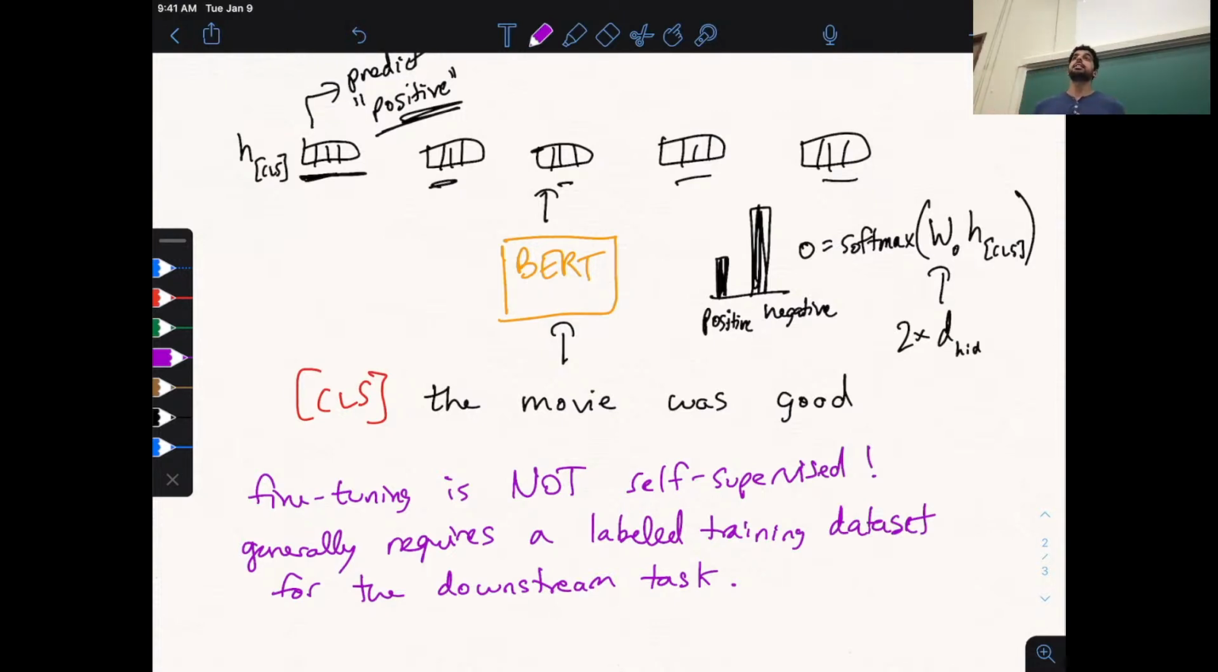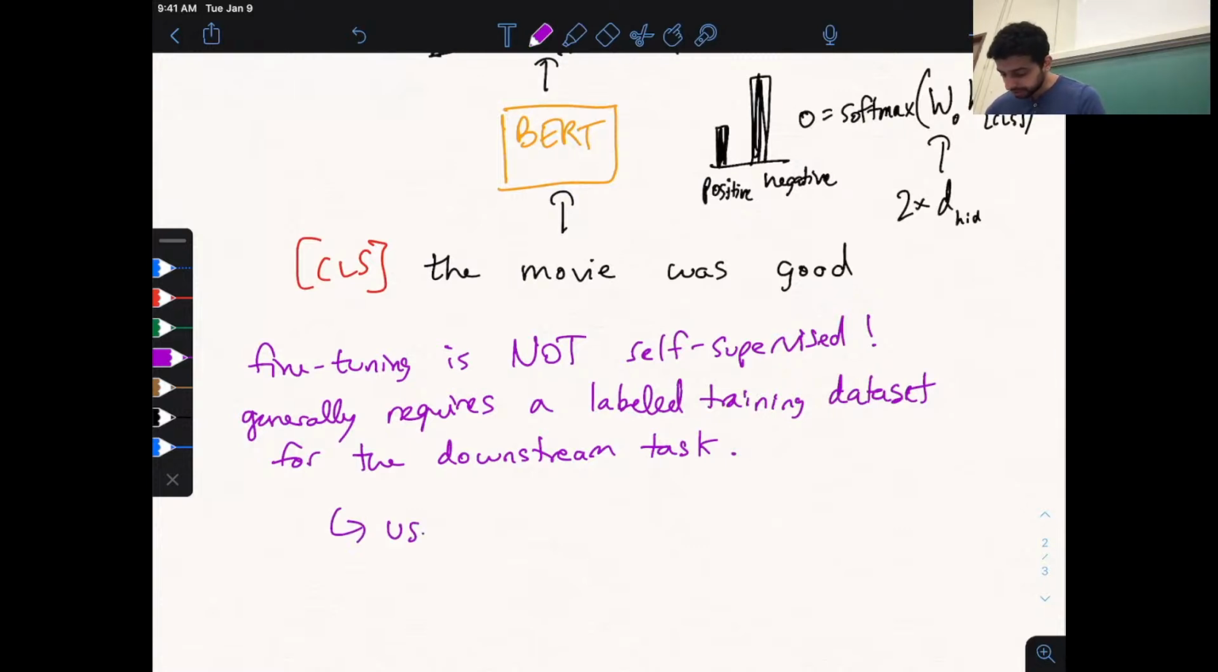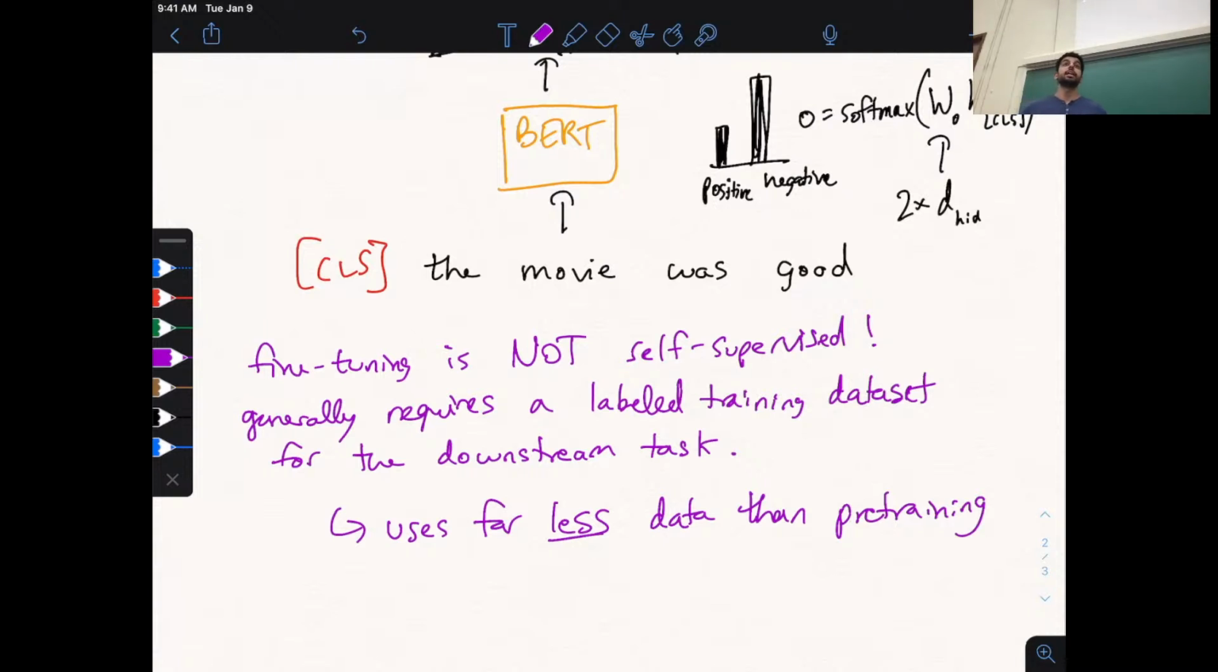And once I get sentences that contain sentiment, maybe I crawl IMDb reviews or something, I still need to get the label, positive or negative. So this process generally uses far less data than pre-training. In pre-training, I can basically get infinite data. In fine-tuning, I have a small, finite amount of data that I can use. All right, is this process clear?